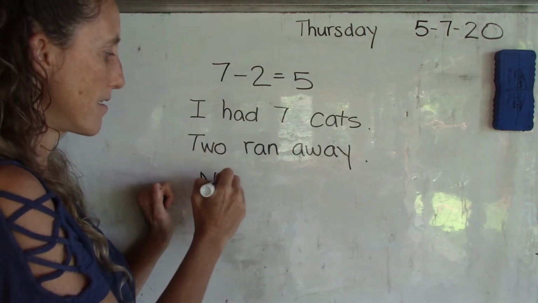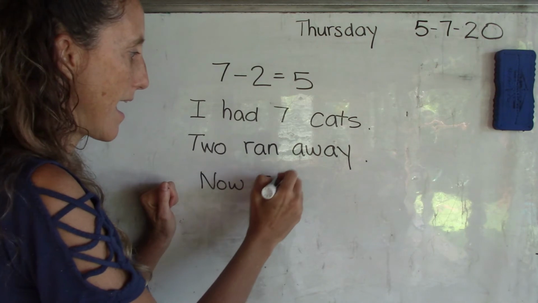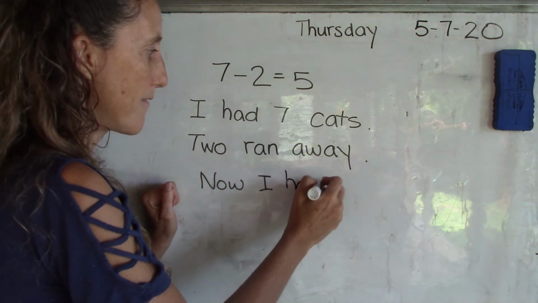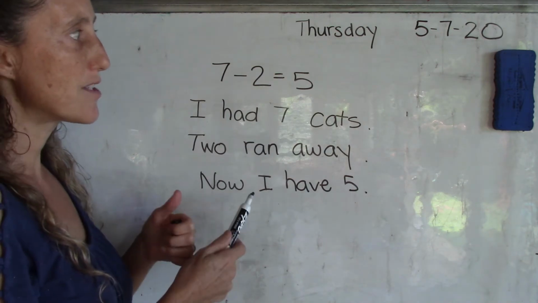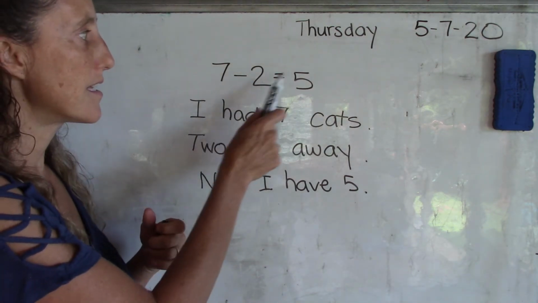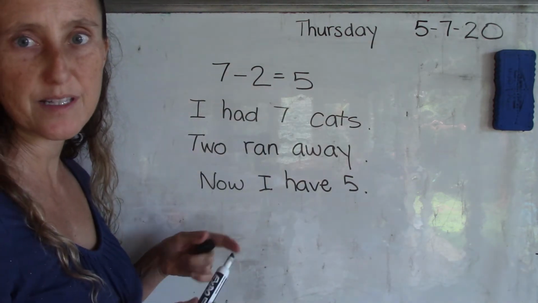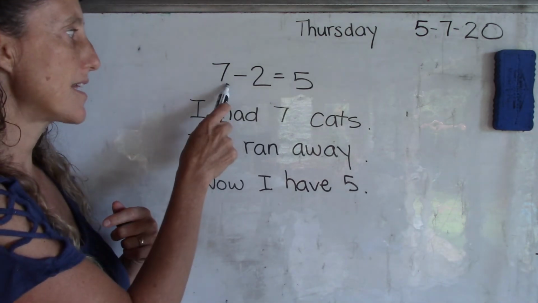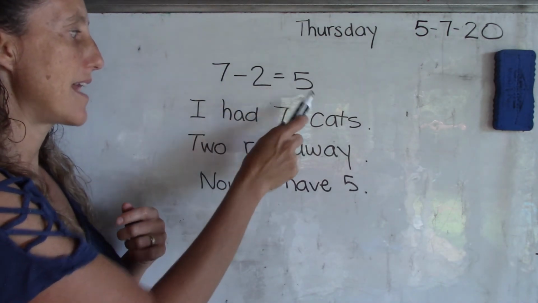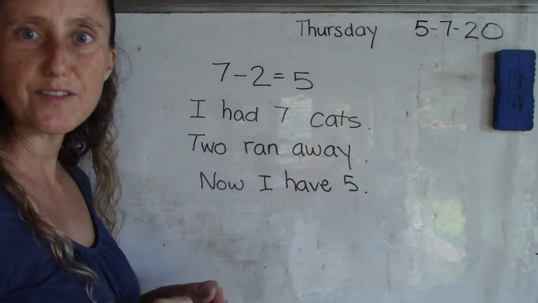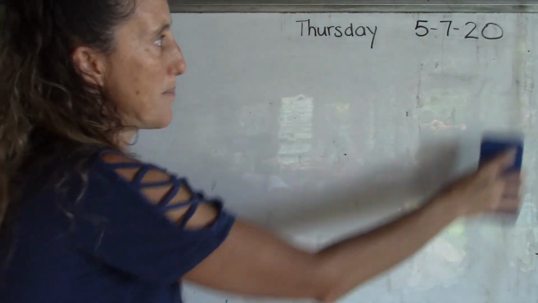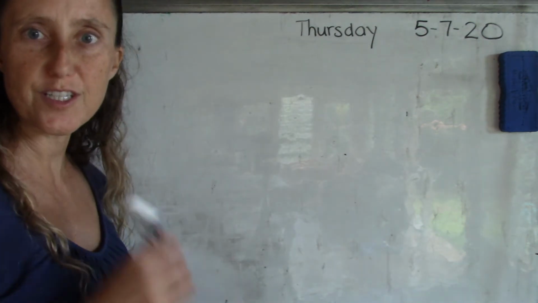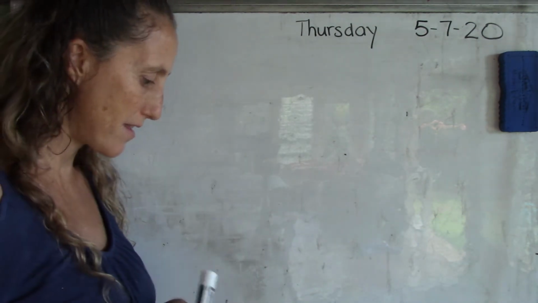Now I have 5. So you're going to make a little story using this problem or these numbers. So I had 7 cats, 2 ran away, now I have 5. And I know it's funny that you have to do writing and math, but it's good to do math and writing and all those things.